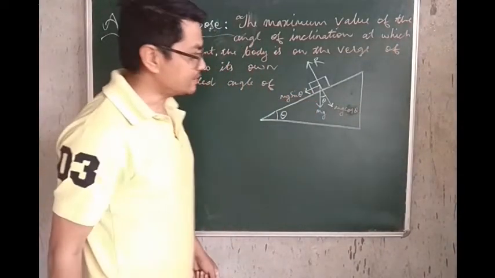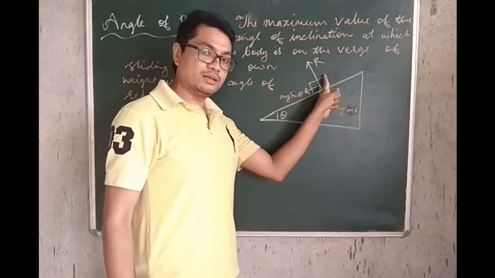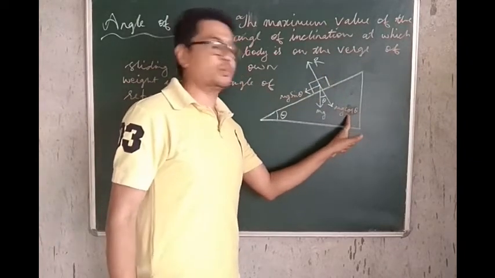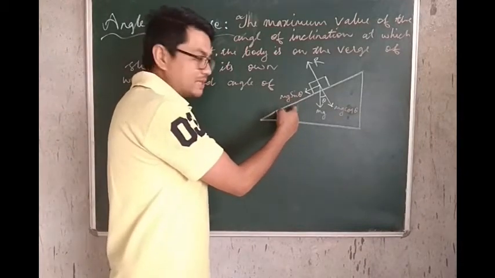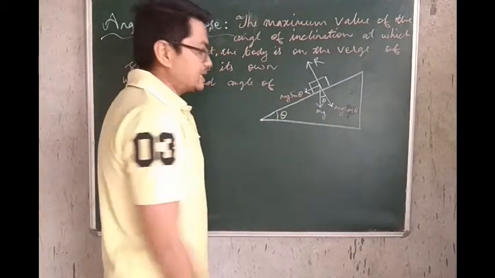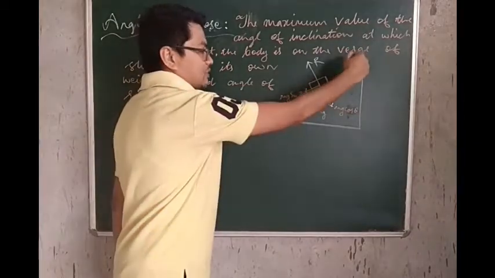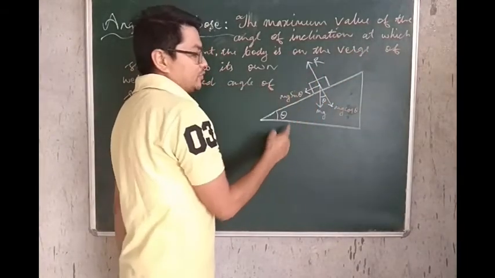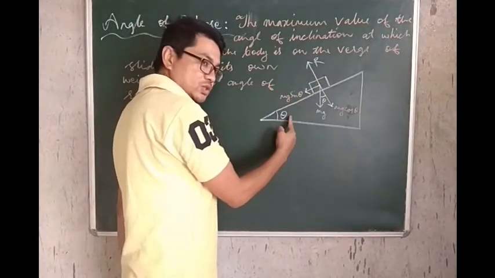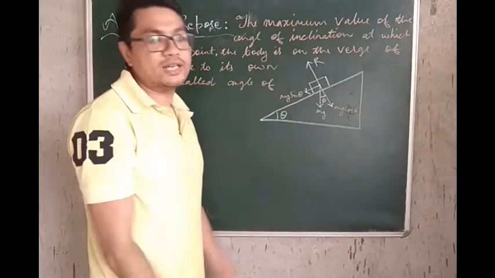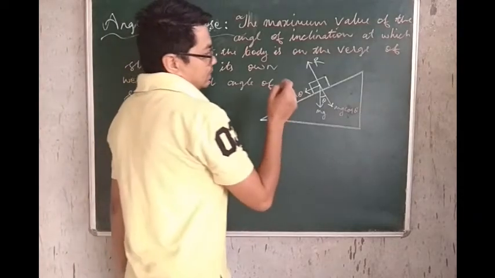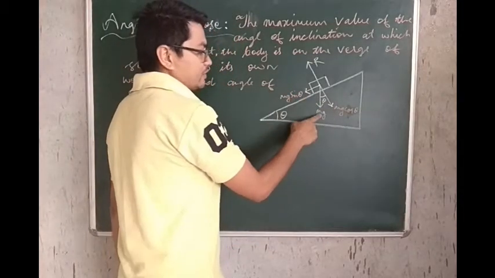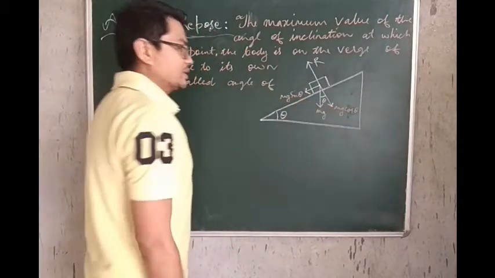Now you need to understand this. The normal reaction R is equal and opposite to this component mg cos theta of the weight, and it is because of this mg sin theta component of the weight that the body starts falling down or sliding down the incline if we increase the angle of inclination beyond the angle of repose. So this is resolving mg into two mutually perpendicular components, as you can see.